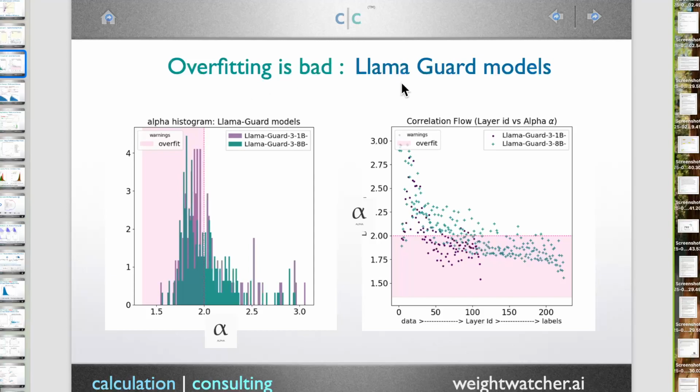For example, in the guard models, people are trying to build guard models to prevent you from asking the LLM questions for whatever reason. Maybe they want to have some safety concern. And the guard models also show overfit alphas. And here's an example of the guard model: Llama Guard 3.1b, 3.8b, and you see there are a lot of alphas that are less than 2. They're in the overfit zone. They're actually the later layers, the less abstract features. They're closer to the labels.